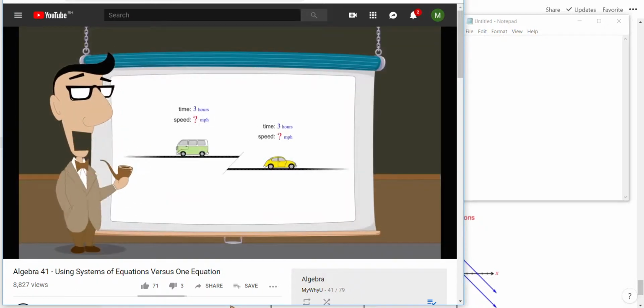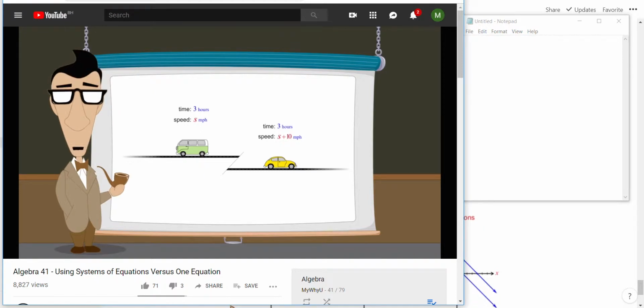So just as in the previous example, we were able to express both unknowns in terms of a single variable and write expressions for the distances traveled by each vehicle using only that one variable. These expressions were then combined to create a single equation. But once again, this problem can also be solved by creating a system of two equations in two variables.